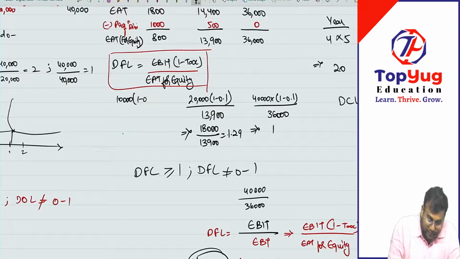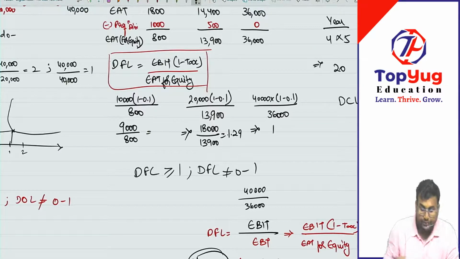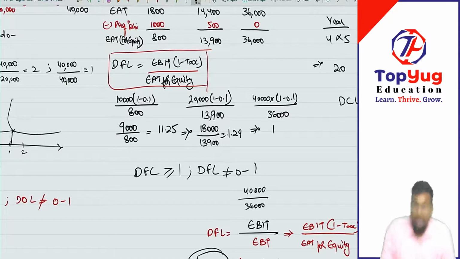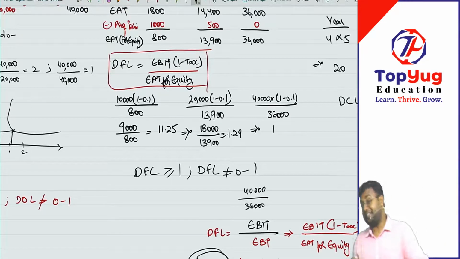Into, how much? 11 point. In the first year I was very risky. My financial leverage was 11.25.